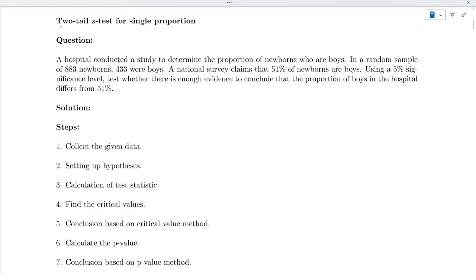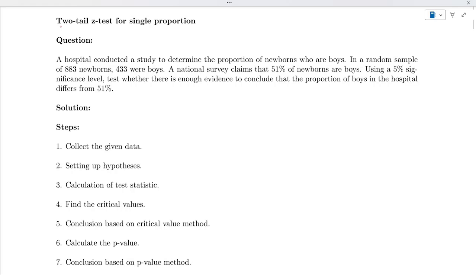In this video, we are going to conduct a two-tail Z-test for single proportion. Here, first we understand the question, then we talk about the procedure, and finally we solve the question step by step.